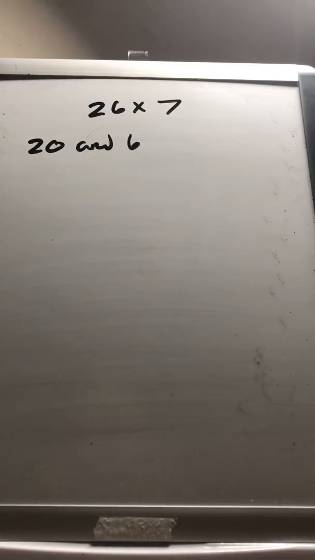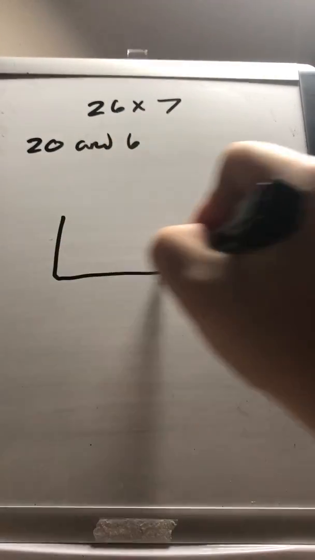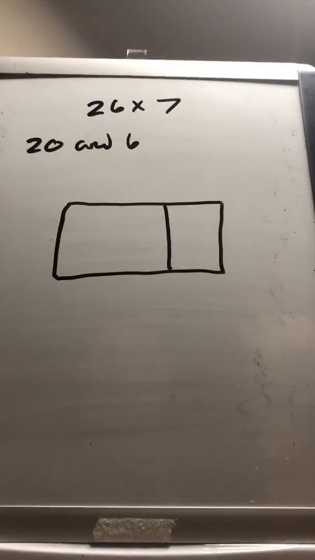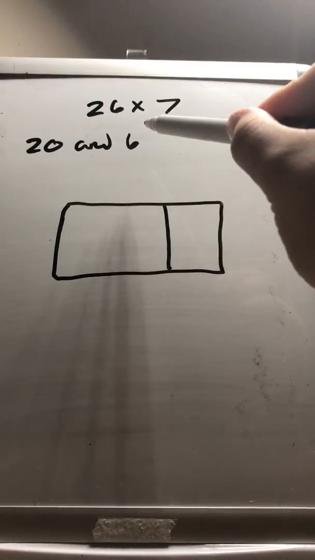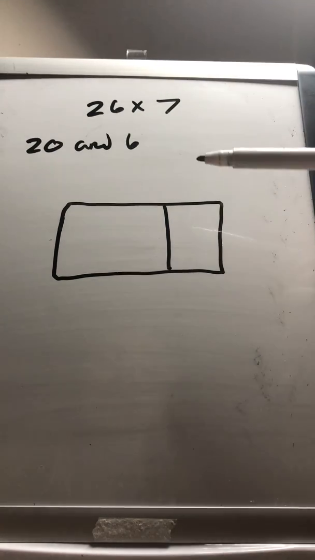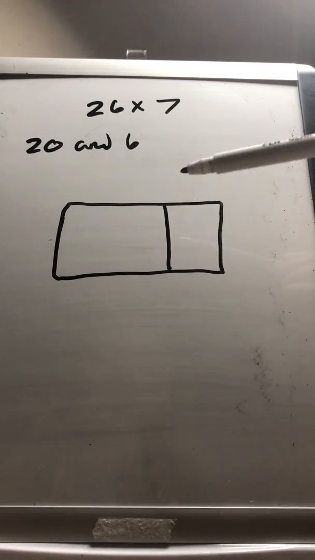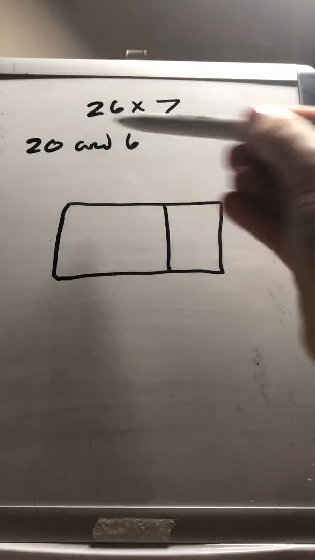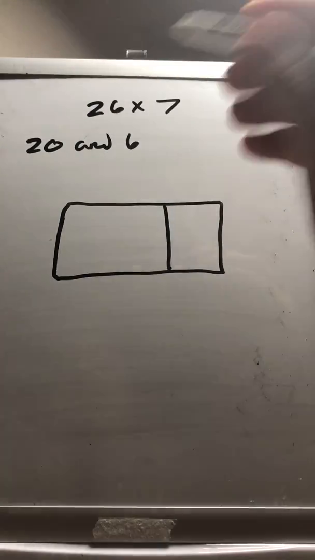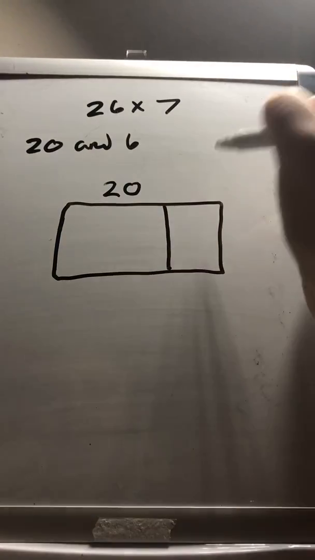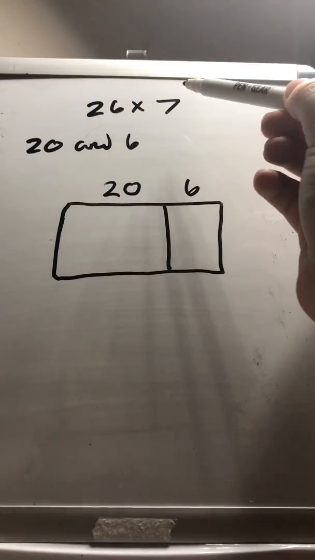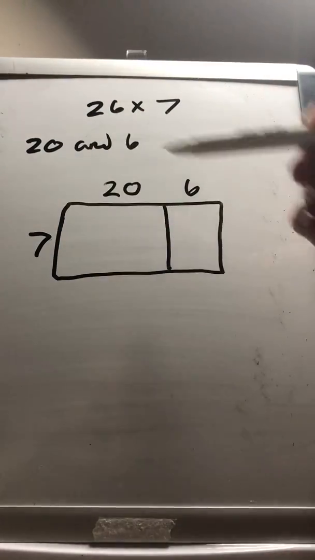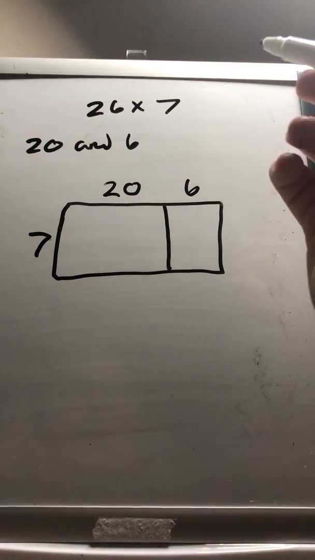So now we can actually start drawing out our area model. We're just going to draw a rectangle with a line down it. And since the 20 is bigger than the 6, it's an even better visual if you draw the line not in the center, but towards one of the sides a little bit, because then it represents that one number is bigger than the other. So here we're going to write 20, and over here we're going to write our 6, and then we're going to bring down our 7 over to the side, because we're going to be multiplying each of these numbers by the number on the side.